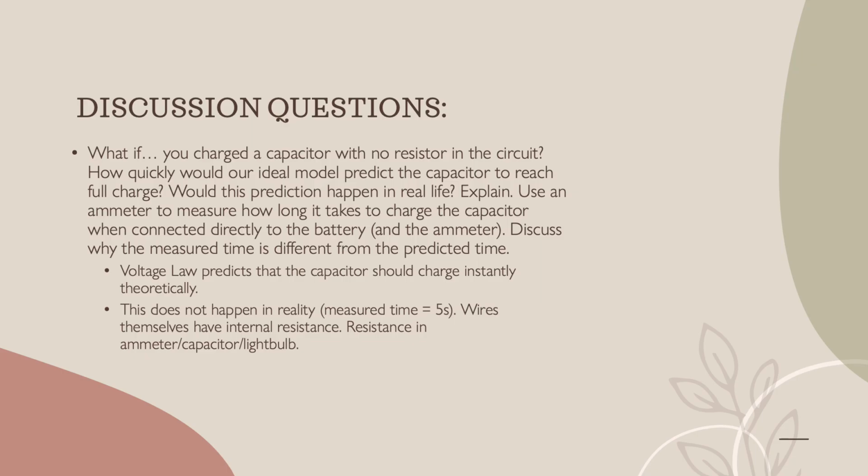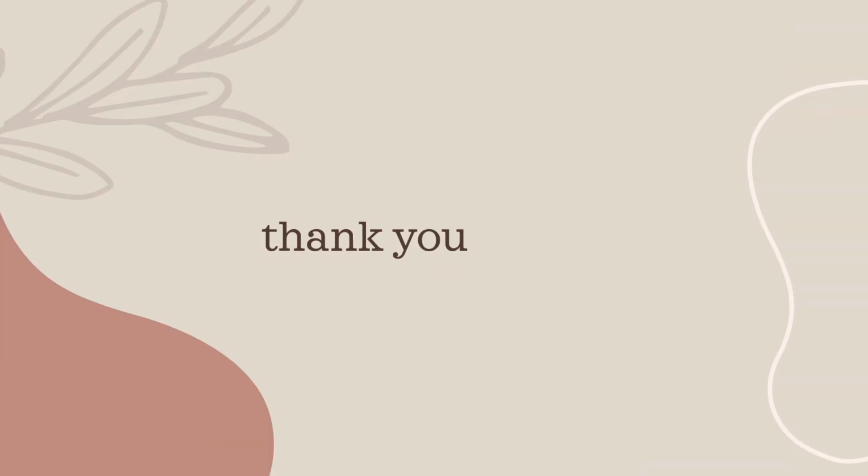So the voltage law here predicts that the capacitor would charge instantly in a theoretical situation if there was no resistor in the circuit, but this does not happen in reality. So when we used an ammeter to measure exactly how long it took to charge the capacitor connected directly to the battery, in real life it took about 5 seconds, and that's because wires themselves have internal resistance, and there's just resistance in the whole circuit. So the measured time is going to be different from the predicted time, even though it predicts that this should happen instantaneously. So thank you for listening.